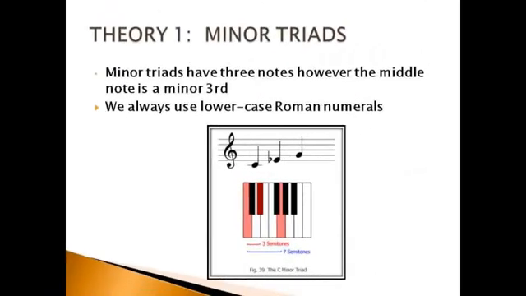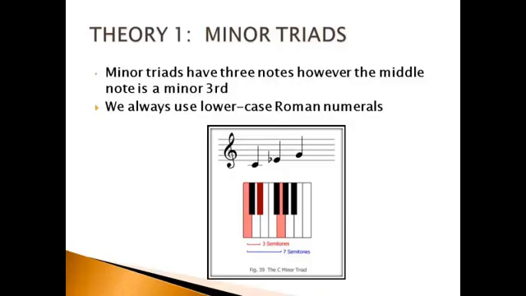There's one big difference between a major triad and a minor triad, and that's in the middle note. The middle note is a minor third above the root, whereas in a major triad, it's a major third above the root. So this is C major, this is C minor, D major, D minor, E major, E minor. It has quite a different sound.